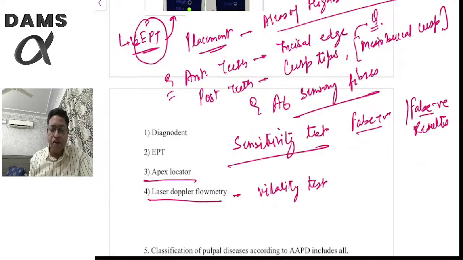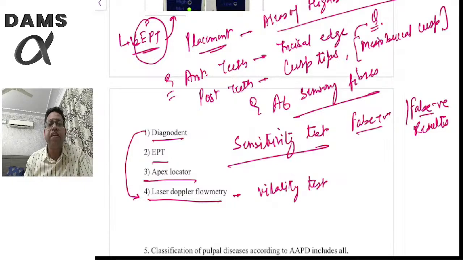Okay. All these diagnostic tests, EPT, application of laser Doppler flowmetry. Electric pulp tester is a sensibility test, relies upon nerve fibers. Laser Doppler flowmetry relies upon the presence of vital blood circulation in the dental pulp. So two sets of tests are there: sensibility tests and vitality tests.